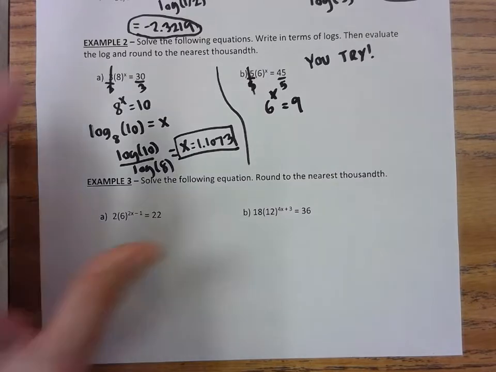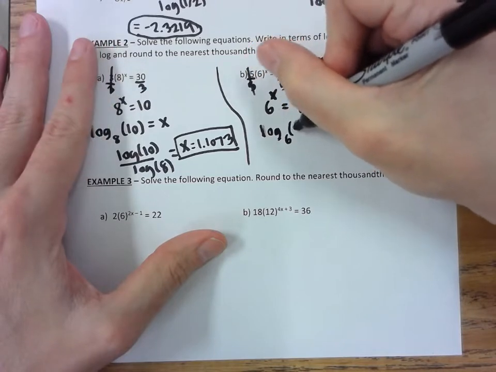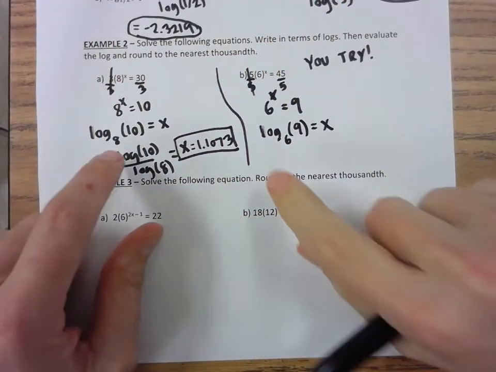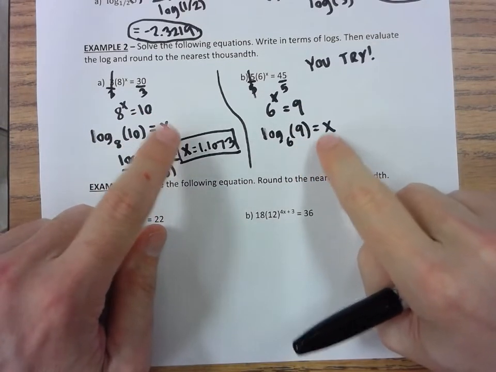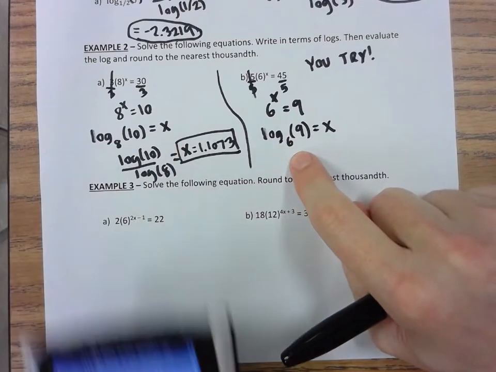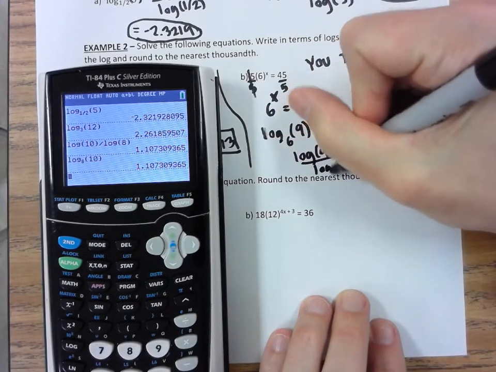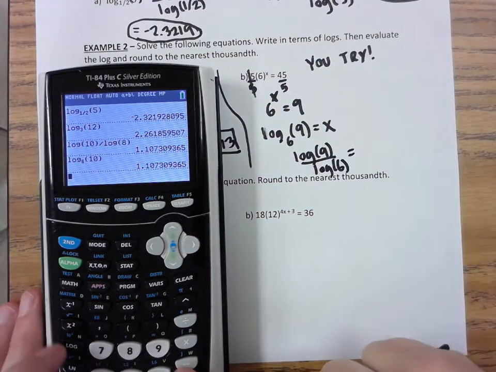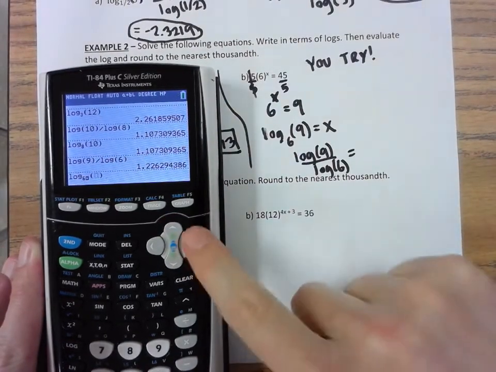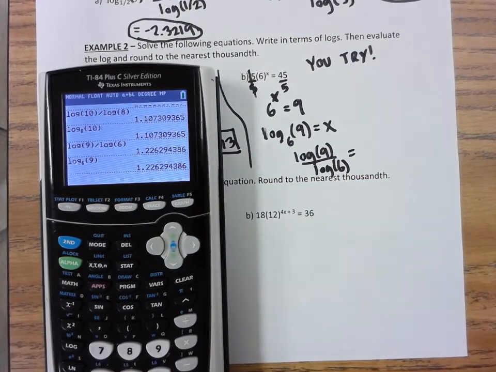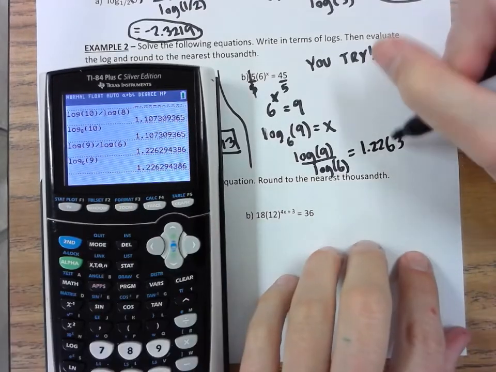Rewrite as a log. Just like that, the base goes down here, the number that it's equal to goes here, the variable, the exponent, goes here. Once it's in that spot, you can do change of base, or math up, up. Either way, you get 1.226. And there's a 2.9, so I'm going to bump that 2 up to 3.